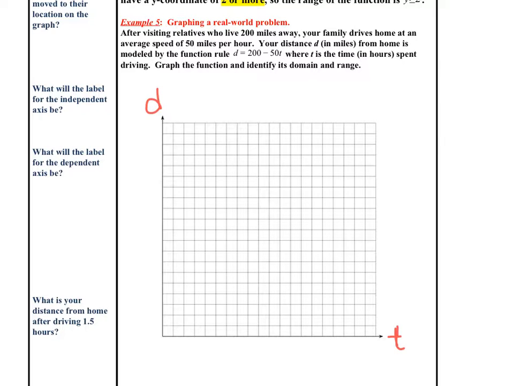We also need to actually label with titles. So what are we doing in this problem? We're driving home. So we could literally title the graph driving home. Great, now you have a title.